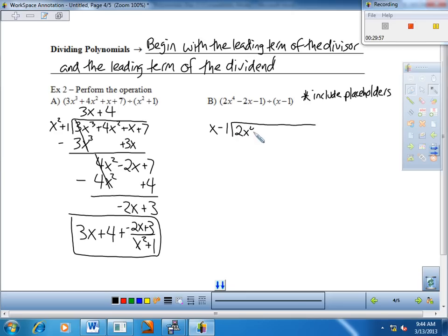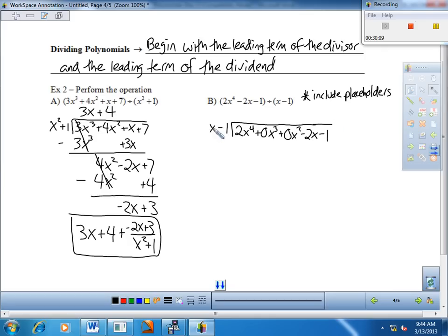I do have 2x to the 4th. And again, even though it's not written there, I do have 0x cubed. And I think it helps to write it like that. And then I have 0x squared, minus 2x, and how about a negative 1 unit on the back there? And that's our dividend in a nutshell. It's a lengthy one, but I think it's now going to help us pull this off. All right, let's go get them.